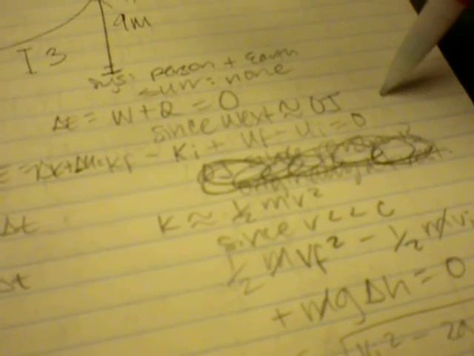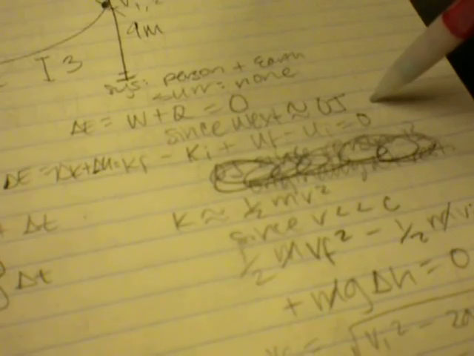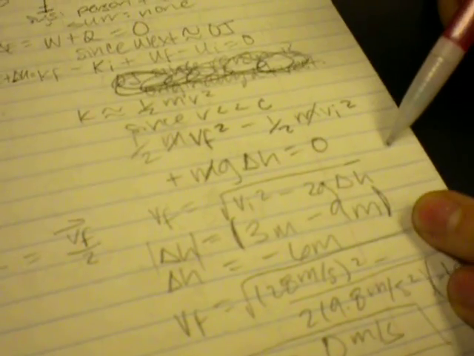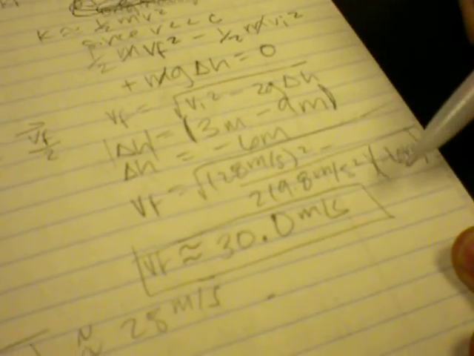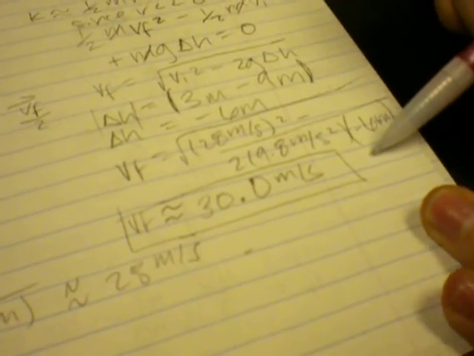And then knowing that our system is just the person plus the earth and the surroundings are none, since the work external is approximately 0 joules, delta E is equal to W plus Q, which is equal to 0. So you can say that delta E is equal to delta K plus delta U, and then you can set that equal to 0, and you can approximate your final velocity using 1/2 mv squared set to K. And you also know that your delta h is just 3 meters minus 9 meters. And from there, you can just solve for your final velocity to be approximately 30 meters per second.